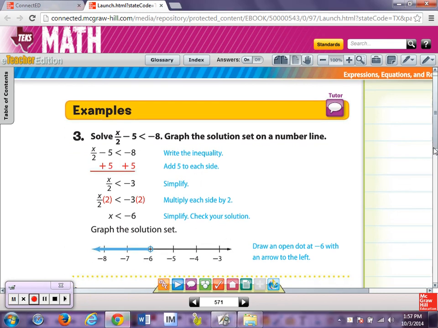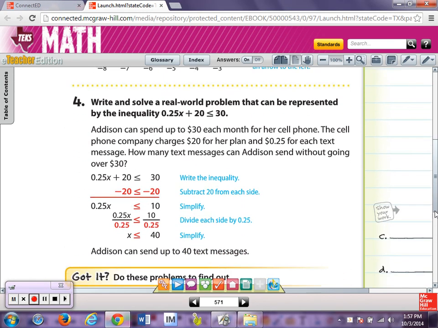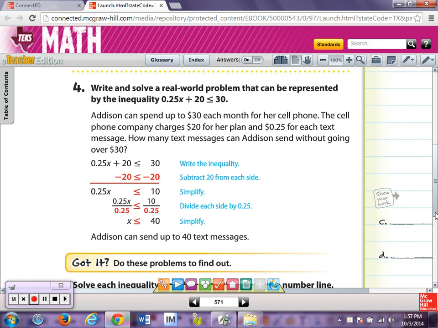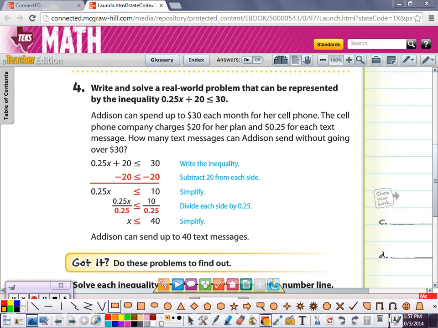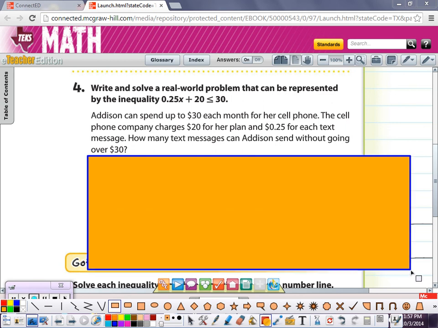So we now have example 4. This one's a word problem, but it's going to follow the same pattern. So I'm going to go ahead and take out all this stuff here. I don't want it to get in the way and distract me before I read my problem.